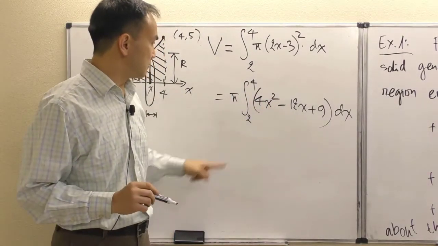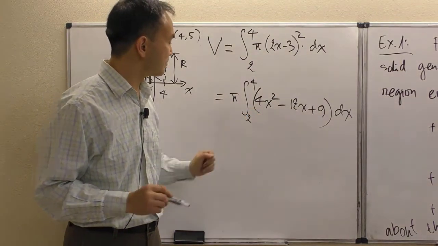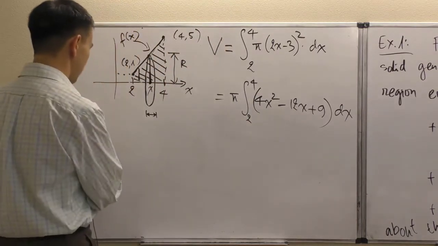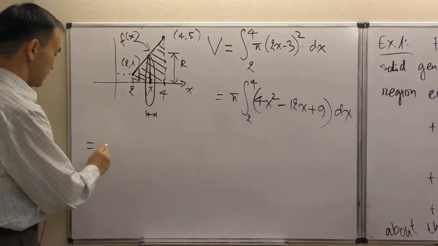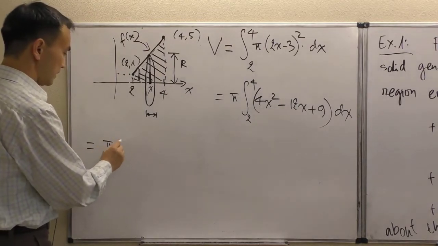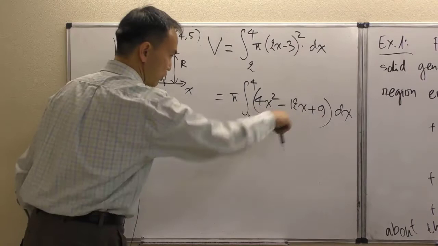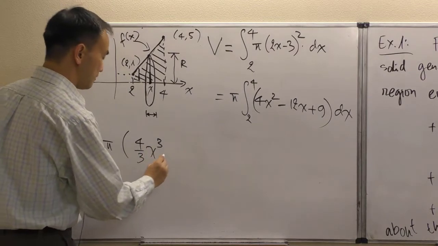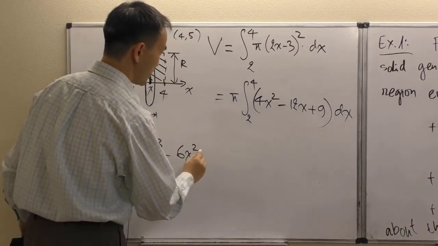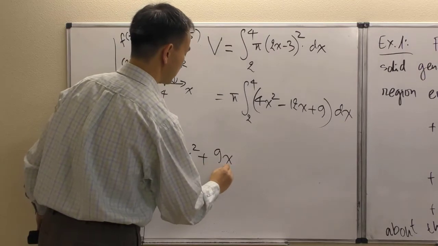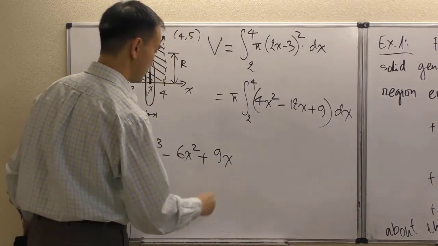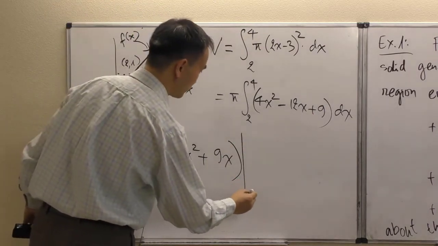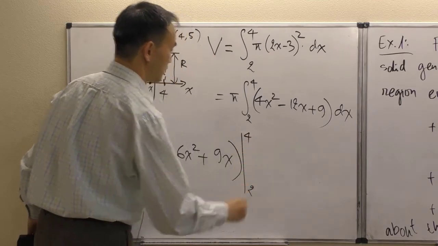Okay, and so now in my next step, I'm having more space down here, so I'm going to start writing in this longer line down here. So equals pi, and then here I'm going to start taking the antiderivative term by term. So it's going to be 4/3 x cubed minus 6x squared plus 9x. All right. And then the fundamental theorem of calculus says we need to evaluate this from 2 to 4 like that.